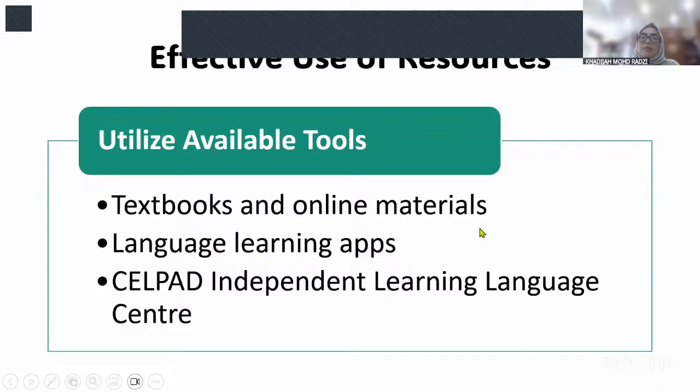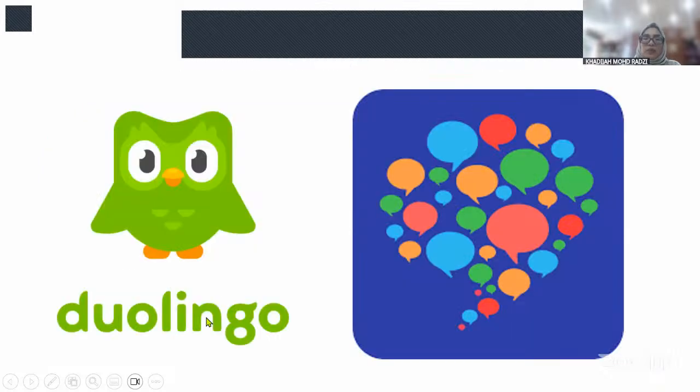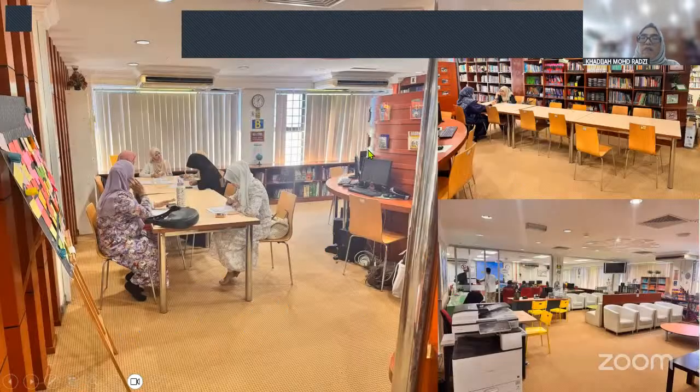And in CELPAD, we have the CELPAD Independent Learning Language Center, which is called CELC. Here, we have many books to help you to improve your language. Bahasa Melayu books, Mandarin books, English books, Arabic books. You can use the resources in order to improve your language, not only in the class. During your free time, you can come to CELC to learn independently.